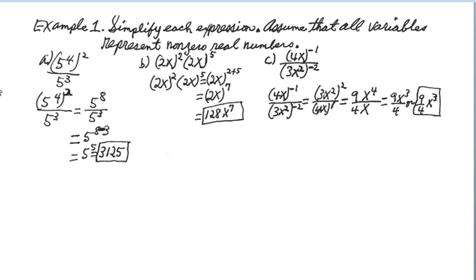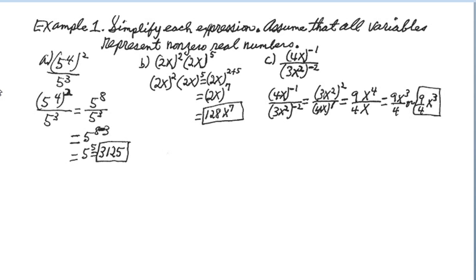So it's 5 to the 4 times 2, which is 5 to the 8th power, divided by 5 to the 3rd power. Now, we have two powers that have the same base and it's division, so we can subtract the exponents. So 5 to the 8th power divided by 5 to the 3rd power becomes 5 to the 8 minus 3 power, which is 5 to the 5th power. And of course, 5 to the 5th power means 5 times 5 times 5 times 5 times 5, which becomes 3,125.